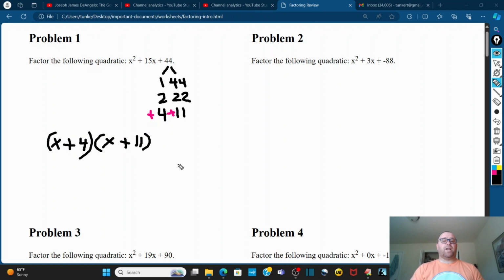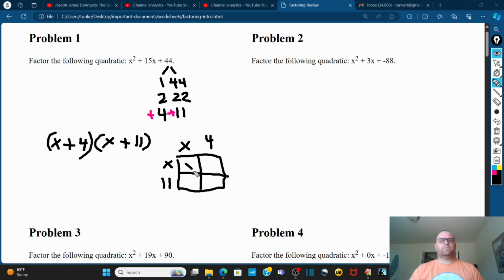If we want to check that, we can draw a Punnett square, or you could do FOIL or double distribution if you like, but I like this method. We can take the x plus 4 and the x plus 11 and multiply these together. The Punnett square is nice because it organizes everything.